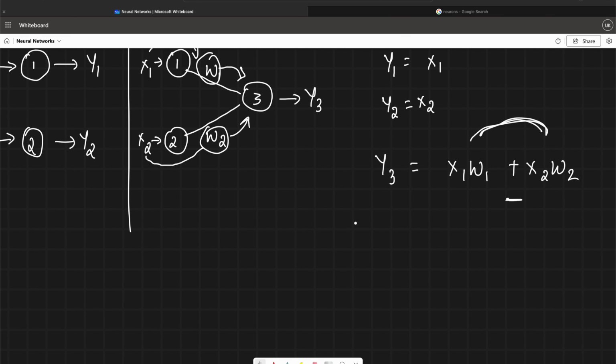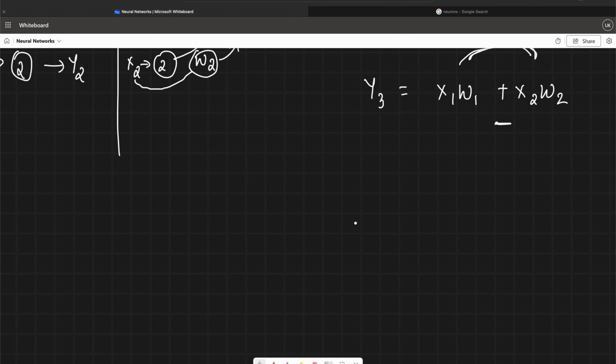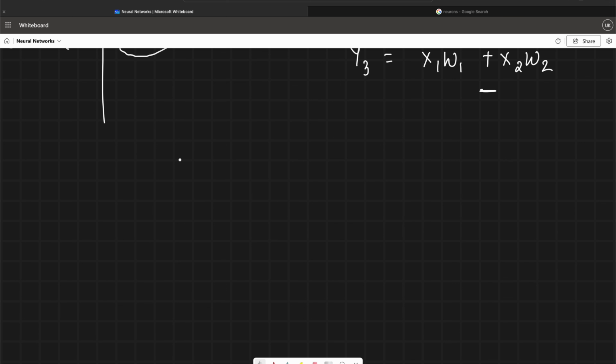So let me give you a better understanding by increasing the complexity. Let's assume our new neural architecture is something like this.